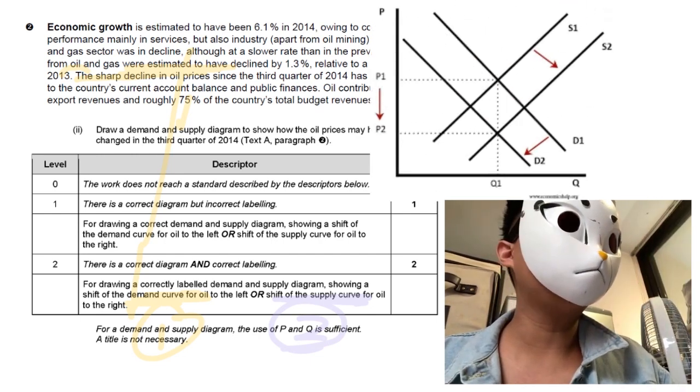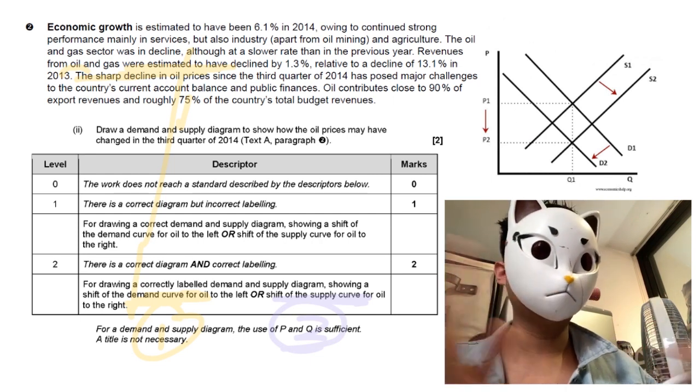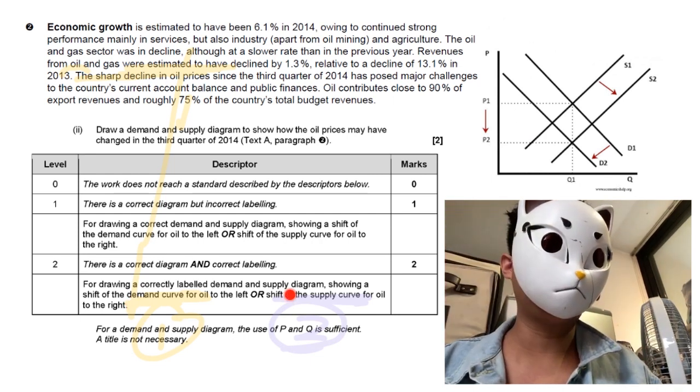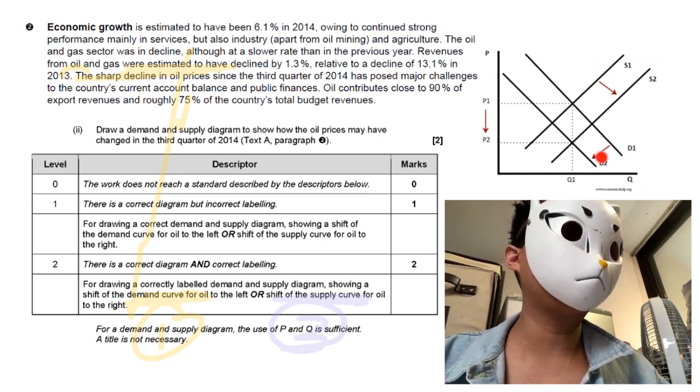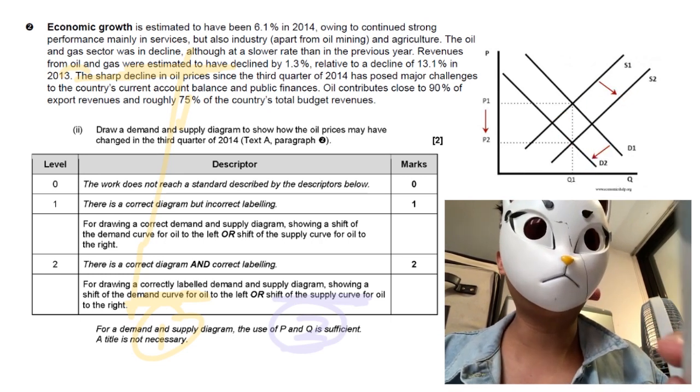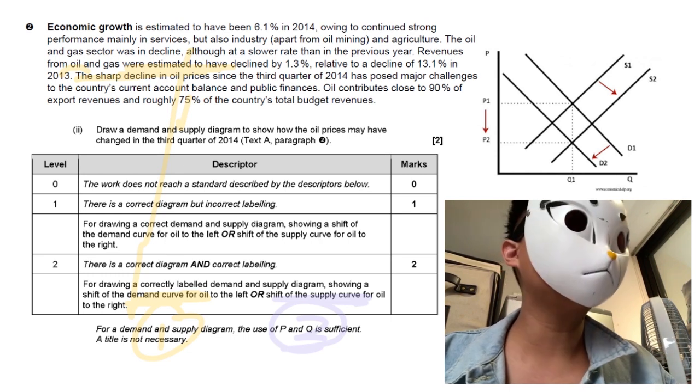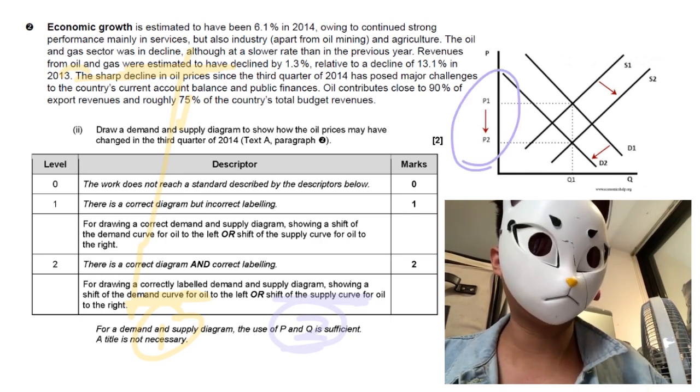When you draw the graph, you can draw either one, either the demand dropping to the left or the supply shifting to the right. Or you may combine both, a demand decrease and a supply increase. As you can see, after the decrease in demand and increase in supply, the price drops significantly.